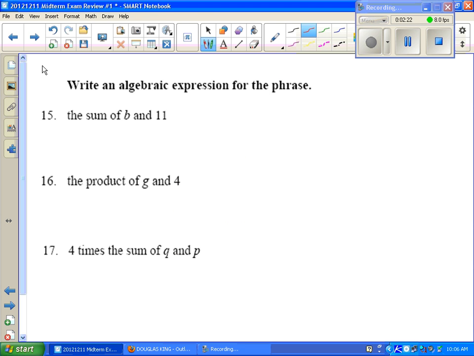Now, write algebraic expressions for the phrase. First thing, sum means plus. So the sum of b and 11 is b plus 11. The product of g and 4, product means to multiply. So the product of g and 4 is g times 4. You could also write it as g times 4 that way. It could also be written as 4g. So there are 3 separate ways to write the product of g and 4.